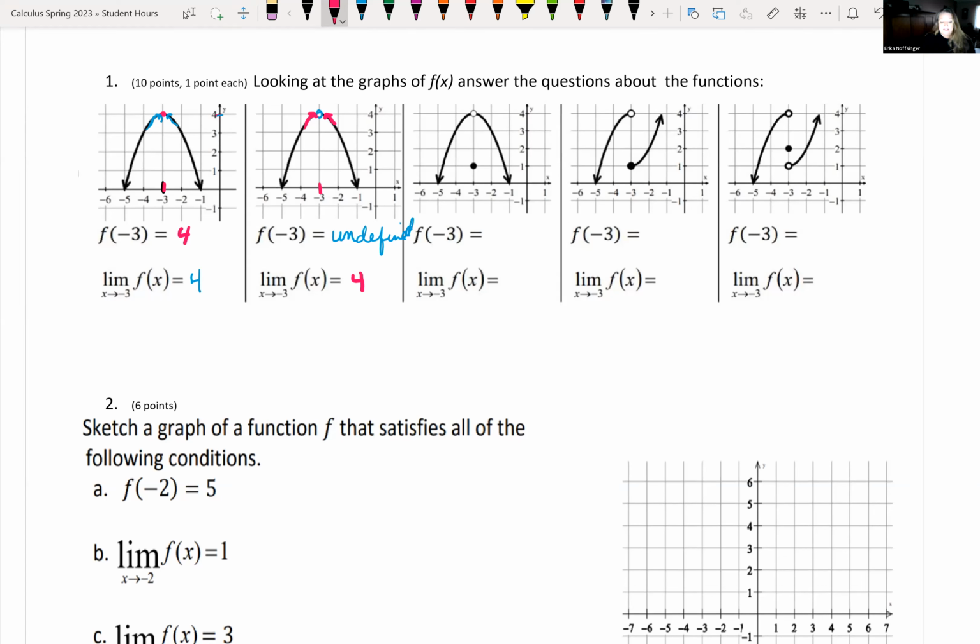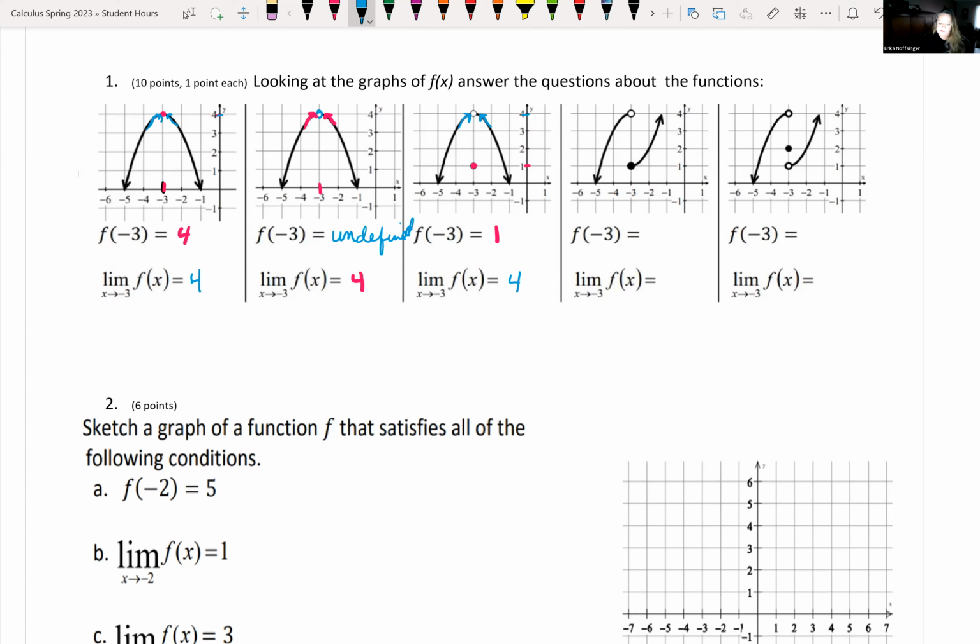Looking at the third graph, very similar to the first two, it's an upside down parabola. We have an open circle, but this time we have a closed circle that is below that open circle. And so when we're looking at f of -3, it is defined, and that y value here is 1. So f of -3 is 1. If we're looking at the limit though, as x is approaching -3, as we're getting closer and closer on the left of -3, notice the y value we're approaching, even though it's not defined at that value, that y value is getting closer and closer to 4.